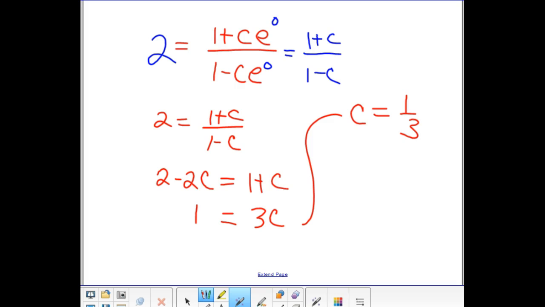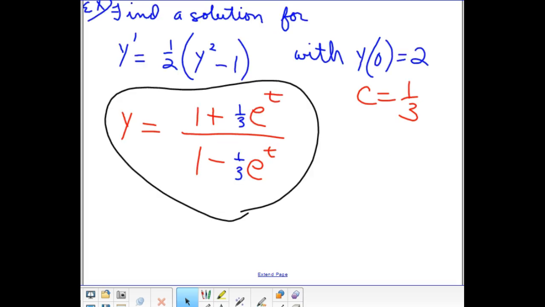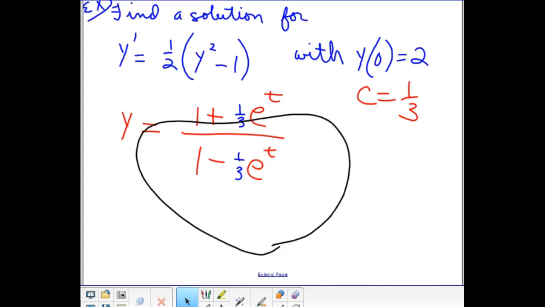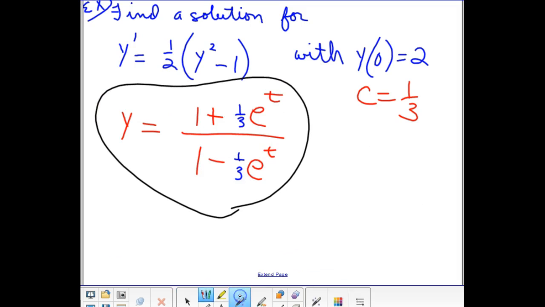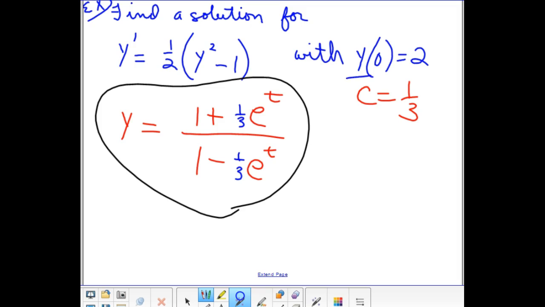So the way they might word this is, remember it said y equals 1 plus c e to the t over 1 minus c e to the t. That's a general solution. But then they might say, find the specific solution such that y of 0 equals 2. And now that I know c is 1/3, I can plug back into that original equation and plug in the value of c. And that's a specific solution to that differential equation that gives me this initial condition.